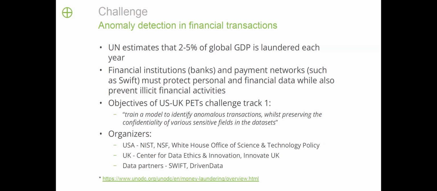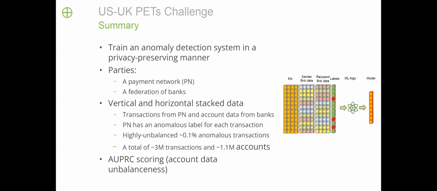So the objective of the US-UK challenge track 1 was to train a model to identify anomalous transactions while preserving the confidentiality of very sensitive fields in the datasets. There were several organizers, institutional and industrial ones from the US and UK. As a summary, we were given a task to train an anomaly detection system in a privacy-preserving manner, where we have several types of parties. One is the payment network, like SWIFT, for example, and the other type of party is a federation of banks, which participate with respective account information.